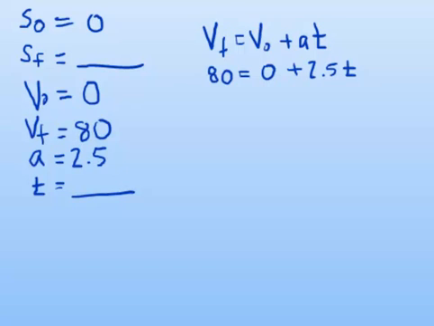And at this point, we start to use algebra to solve for the variable. This 0 didn't really have to be written, and this is a pretty simple equation. Divide both sides by 2.5, and we get a time, and that time is simply 32 seconds.